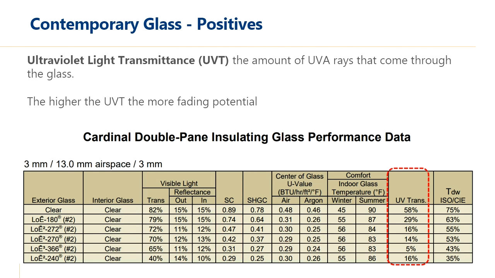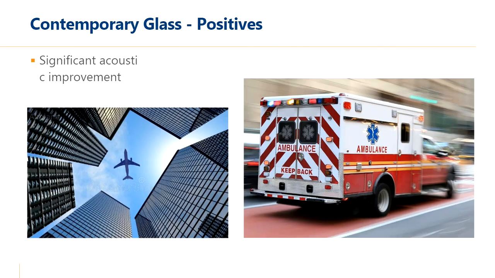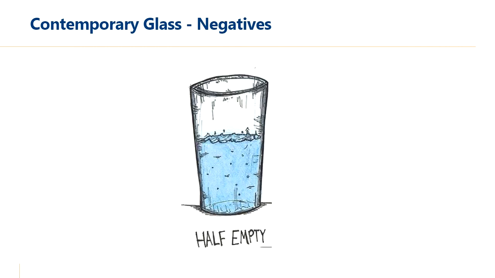Glass selection can also reduce UV transmission and the associated risk for fading or damage to interior finishes. And finally, contemporary glass also offers the opportunity for increased acoustic performance. So great, right? Sounds good. Lots of benefits for contemporary glass.